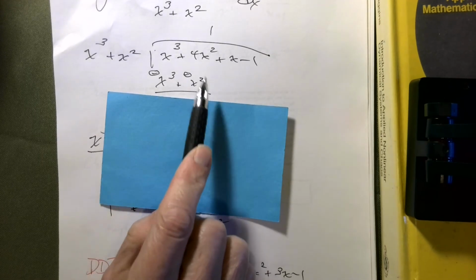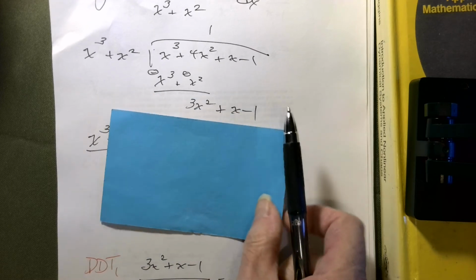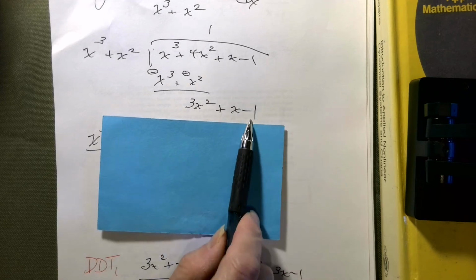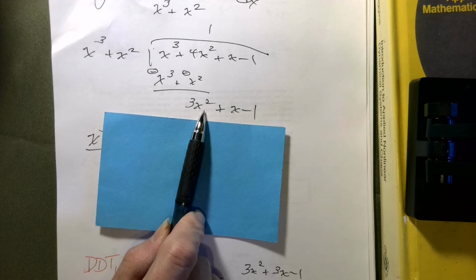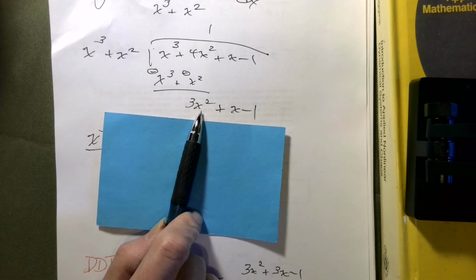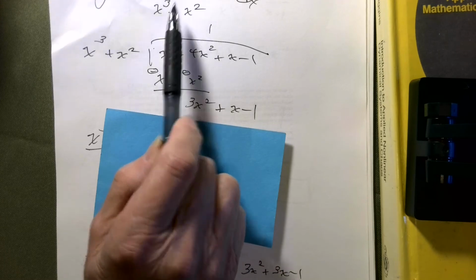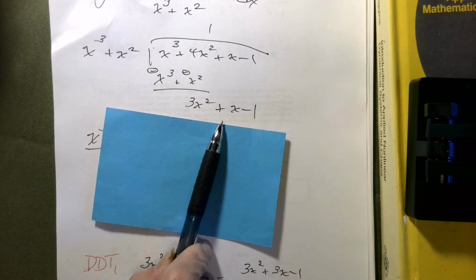And I have 4x squared plus x squared, which is what? 3 of them. And then I bring down the x and bring down the 1. Now, we can't do this into this, otherwise we'd start introducing 1 over x's. So the point of this is that this divided into this is this plus a remainder.